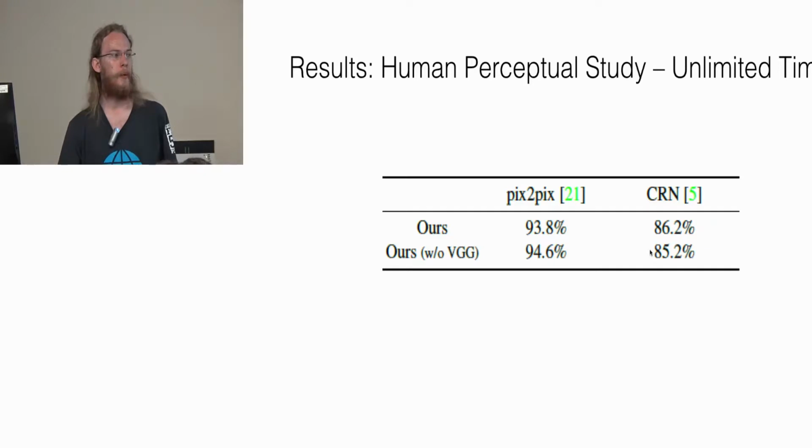This test was performed both with and without the perceptual loss. Without VGG, this is the one without perceptual loss. What this number shows us is that our algorithm with perceptual loss was preferred over pix-to-pix 93.8% of the time. Without VGG, that improved to 94.6%. However, with CRN, omitting the perceptual loss actually hurt our results, which is interesting that it helped with one and hurt with the other. In either case, it was a 1% difference, so adding that additional perceptual loss didn't make a huge difference, which seems reasonable given that it's very similar to the feature matching loss, so there should be a significant degree of overlap in what they contribute.